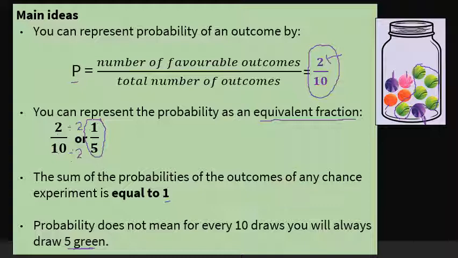Remember, probability is all about uncertainty. It gives us some idea or some indication of what the outcome might be, but it doesn't give us certainty about what the outcome will be.